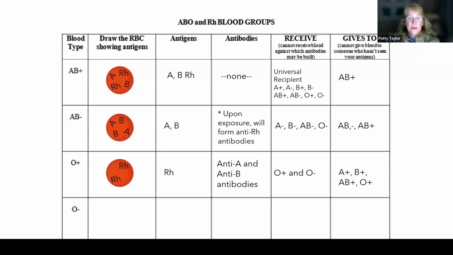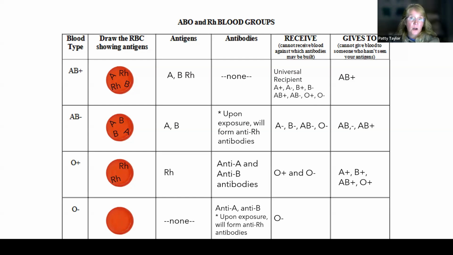All right, and the last one there, you'll notice there are no antigens on that red blood cell. That's because this one carries nothing. No A antigen, no B antigen, no Rh factor. So O negative has in the blood plasma already available anti-A, anti-B antibodies, and upon exposure, perhaps through transfusion or pregnancy, will form anti-Rh antibodies. So unfortunately, this means that O negative can only receive their own.